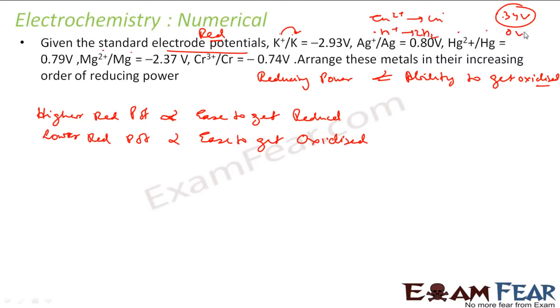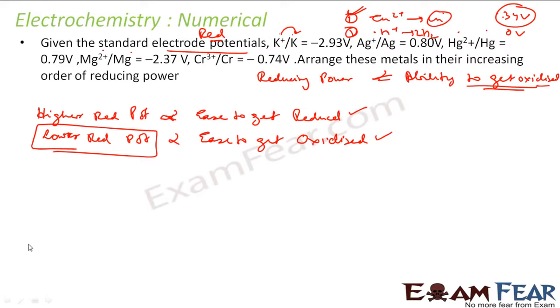That means this reaction is pretty easy, feasible as compared to H+ to H2. This is 0 volt, right? This reaction is more feasible. Reaction 1 is more feasible than reaction 2. So higher reduction potential means it is easy to get reduced. Correct? Lower reduction potential means it is easy to get oxidized. We are looking for ability to get oxidized. That means I am looking for lower reduction potential. That means the one which has the least reduction potential will be oxidized first.